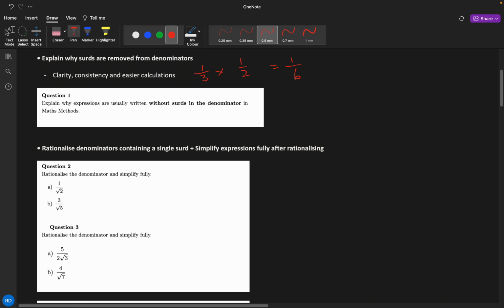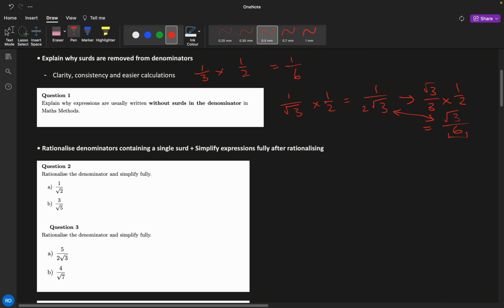That is 1 on 6. If you had 1 on root 3 times 1 on 2, that's 1 on 2 root 3. Whereas if you had root 3 on 3 times 1 on 2, that is root 3 on 6. So you can see how if you compare these two together, this one obviously has a nicer denominator. And it's just easy to work with.